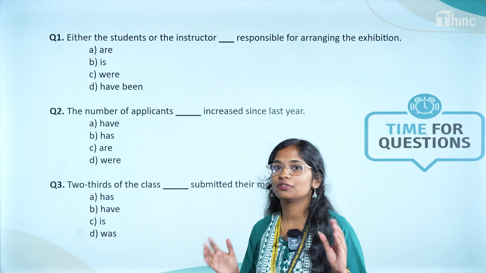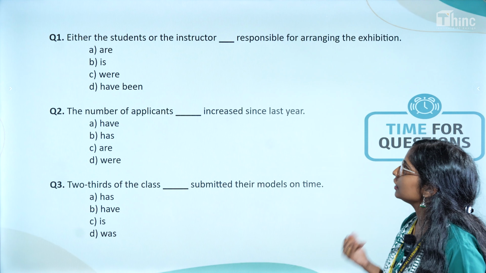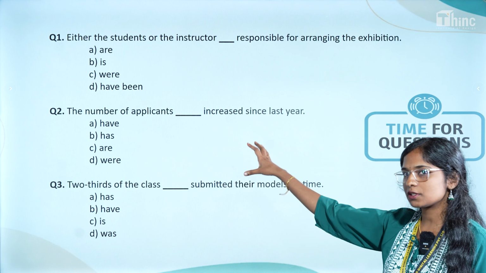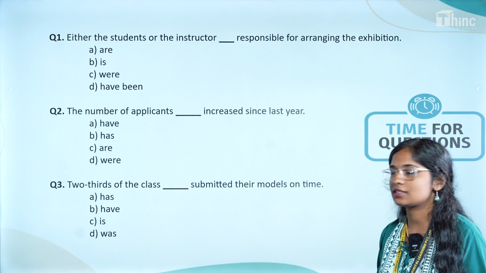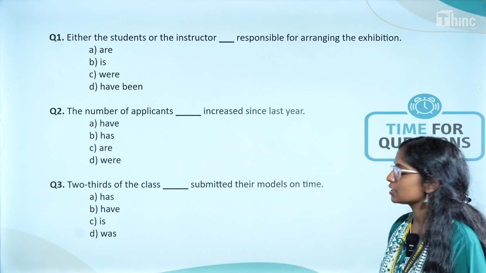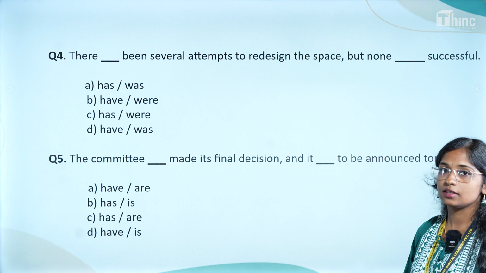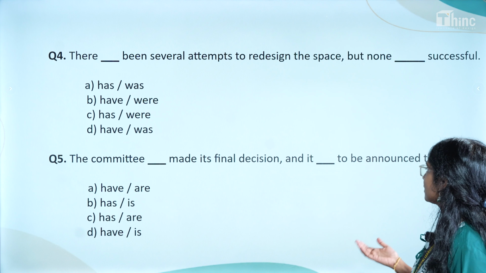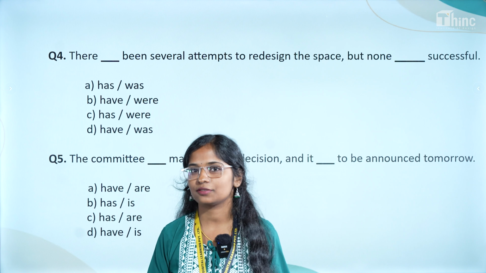So for you, I'm giving you 5 questions. You can do it on your own. First one, either the students or the instructor dash responsible for arranging the exhibition. You have 4 options there. Choose the right one. The number of applicants dash increased since last year. 2/3 of the class dash submitted their models on time. And the 4th question, there dash been several attempts to redesign the space but none successful. The committee dash made its final decision and it dash to be announced tomorrow. So these are the 5 questions I am giving to you based on the class we have done so far.